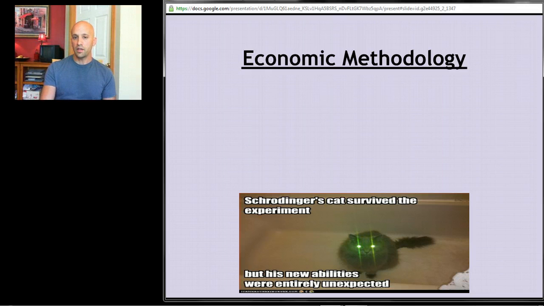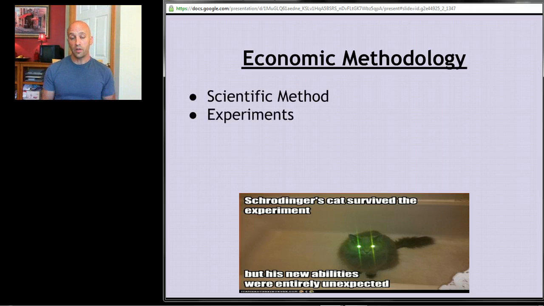Now, because it's a science, it uses the scientific method and scientific methodology. In other words, we set up experiments. We form hypotheses, questions about the world. If I beat children, will they make less money? If we cut taxes, will growth go up in the country? And we set about trying to answer those questions.